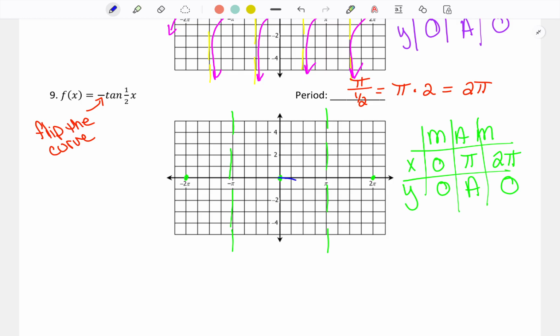So then we're going to draw in the curve, but remember that this is flipped because of that negative. So we are going to go down as we go to the right this time, and then up as we go to the left. So we'll go down as we go to the right, and then up as we go to the left.